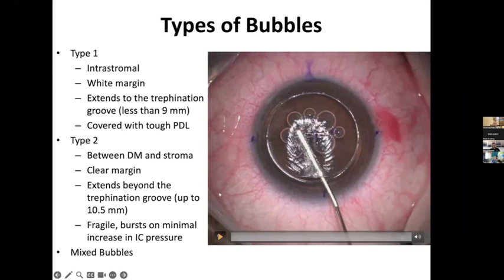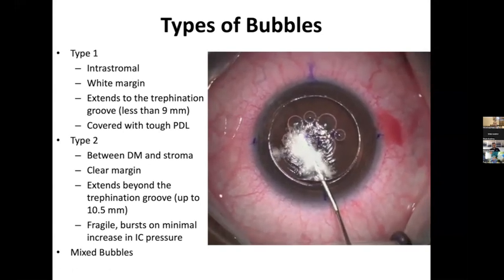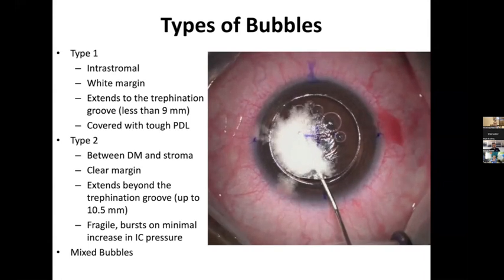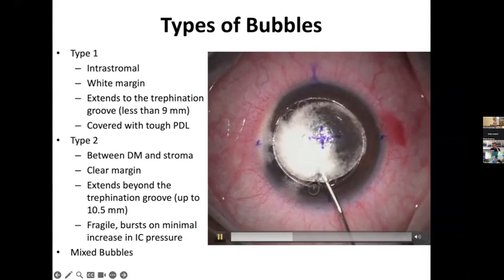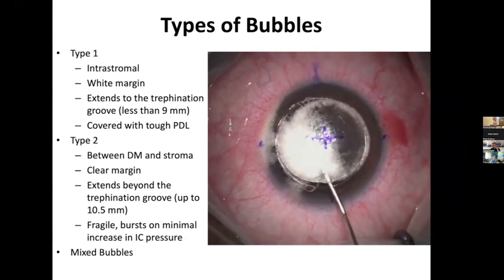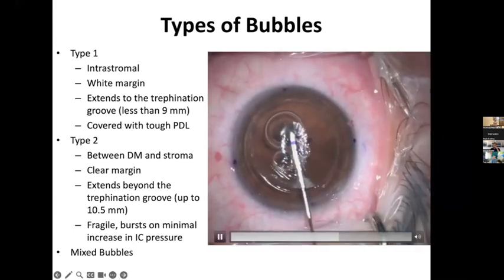So type 1 is an intrastromal bubble between the predescemetic layer and the stroma. Here we will find that the formation of the type 1 bubble starts in the center and goes till the trephination edge, and it is a wide margin bubble. It extends less than 9 millimeters and is usually covered by the tough predescemetic layer.